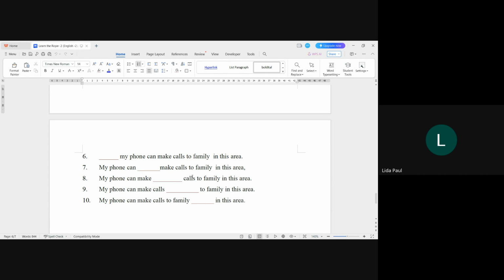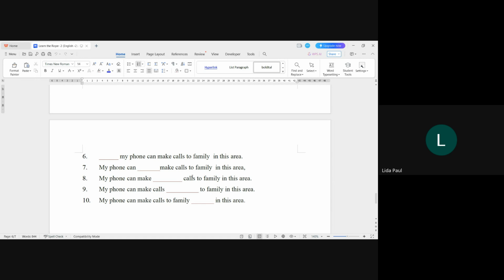What is the emphasizer here? "Only." And what is it emphasizing? Which part of the sentence is emphasized in question number 6 using "only"? Phone. Yeah, my phone, like only my phone, right?